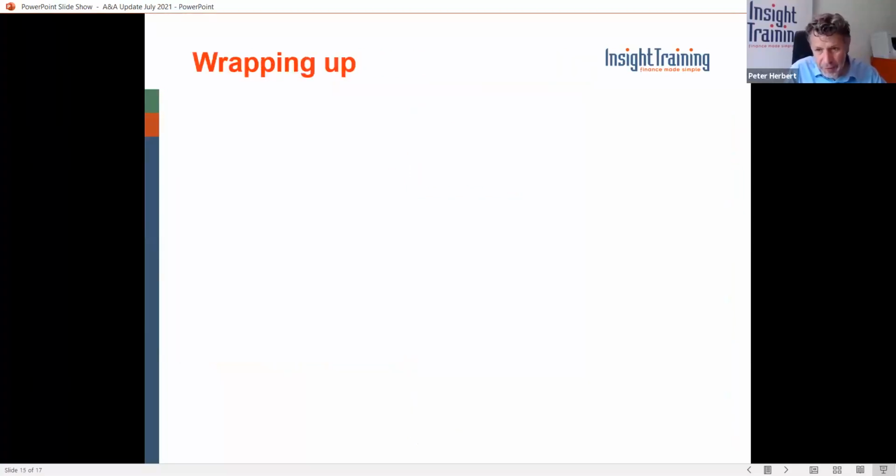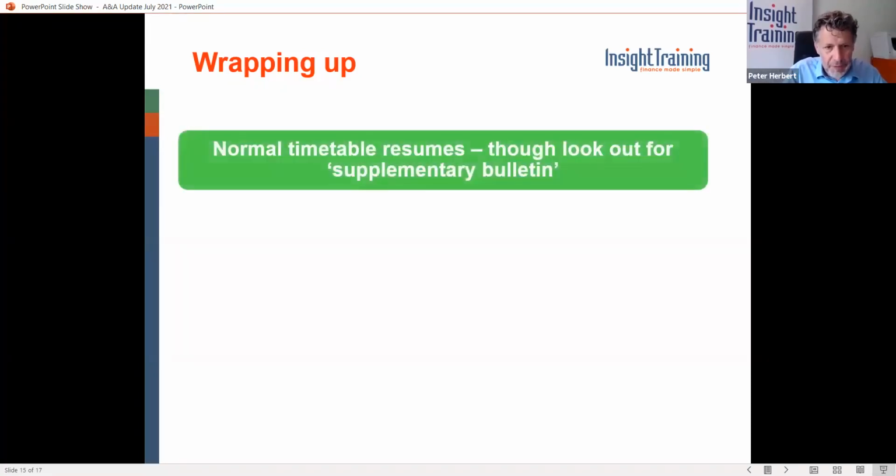Okay, so that's my 4 key areas to focus on as far as the 31st of August 21 year-end reporting season is concerned for academies. Wrapping up then, normal timetable resumes. Do look out for a supplementary bulletin, which the ESFA are going to publish, I think, in the next few weeks, all around some of the actual specific issues around COVID and how they would inform financial statements, audits, regularity reviews. There is a similar bulletin for 31st of August 20 year ends.